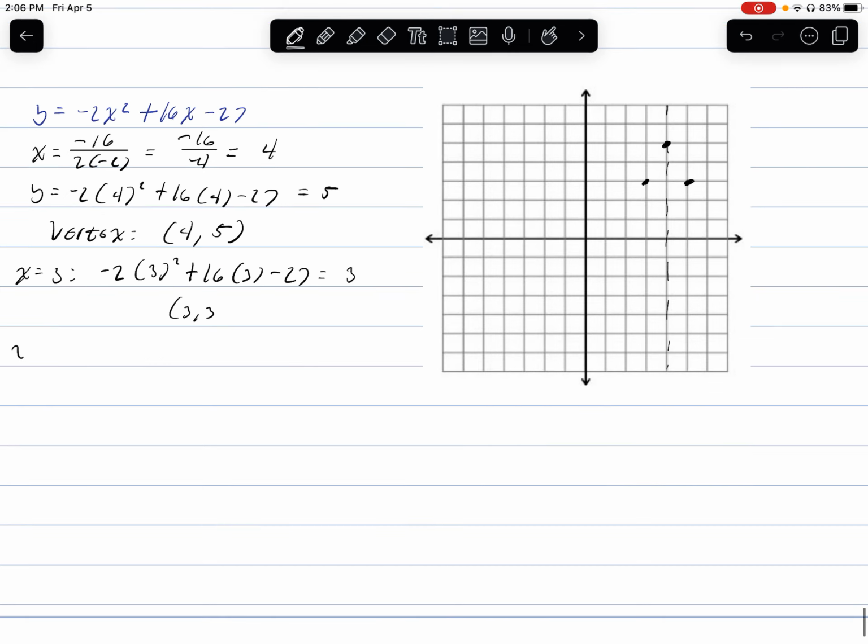Let's try x equals 2. If x equals 2, that's going to give us negative 2 times 2 squared plus 16 times 2 minus 27. That's negative 2 times 4, which is negative 8, and we'll have plus 32, and then minus 27 is going to give us negative 3. So we'll have the point 2, negative 3. Again, we can take advantage of this symmetry, and we get this point for free. So this is going to be the general shape of our graph.